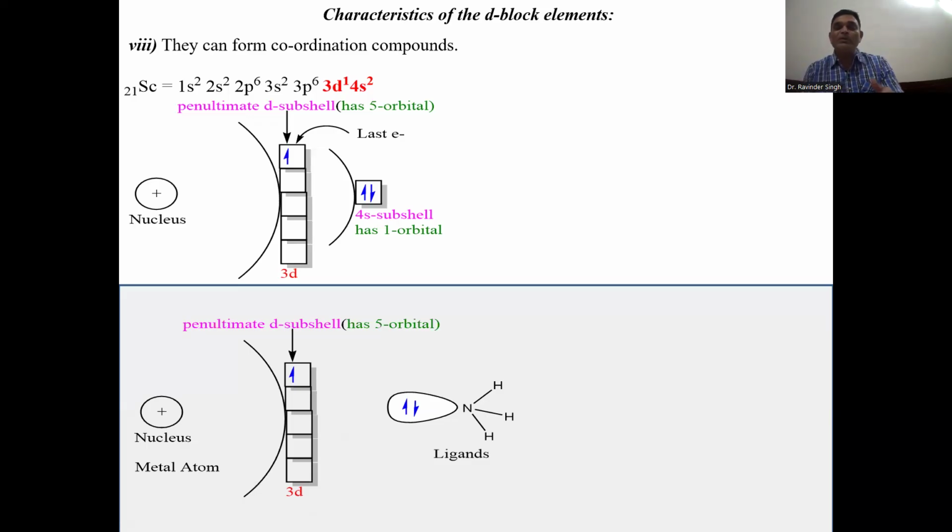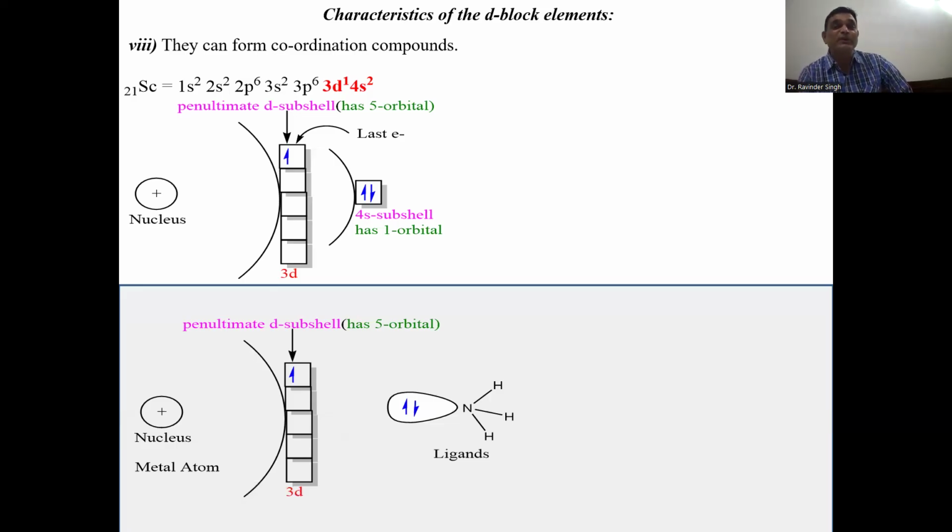These compounds are called coordination compounds, because they are bulkier, large size compounds. They are also called complexes. The coordination compounds are also called complexes here, because complex compounds, unlike simple compounds, are large size compounds, so they are called complex compounds. They are the coordination compounds.